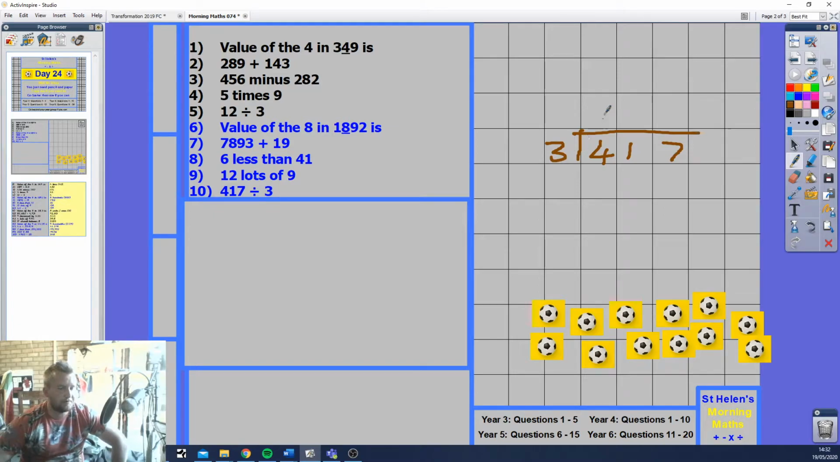3 goes into 4 once. But it doesn't go in perfectly into 4, does it? 3, 6. There's no 4 in those multiples. So there's 1 left over, isn't there? 3 plus 1 is 4.